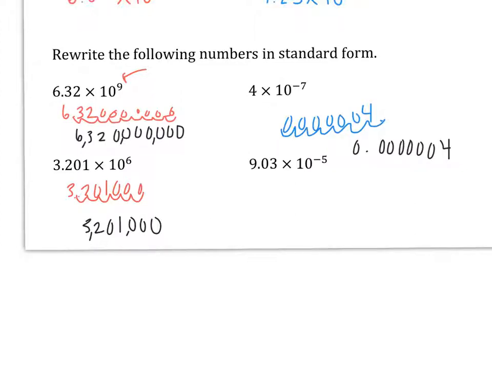All right, 9.03. I'm going to move the decimal 5 places to the left because it's a negative exponent. 1, 2, 3, 4, 5. So that's 0 point, 4 zeros in front of that 903. And that would be my final answer. So again, a small number.